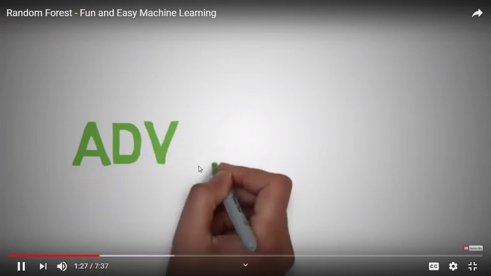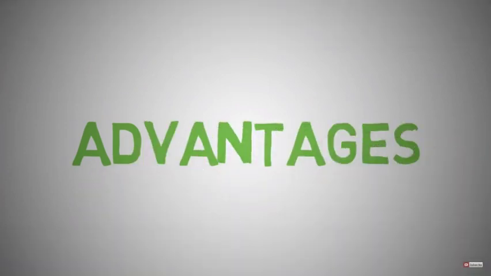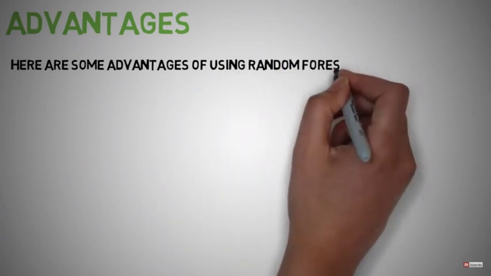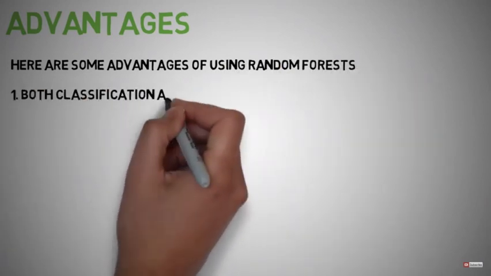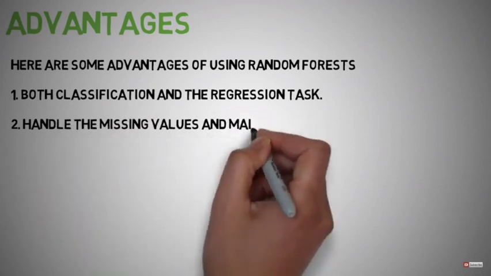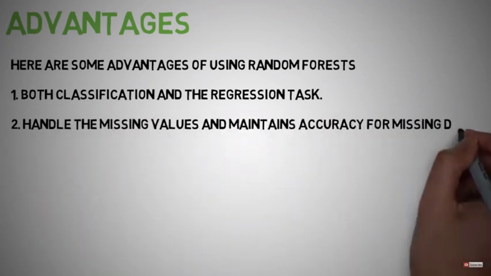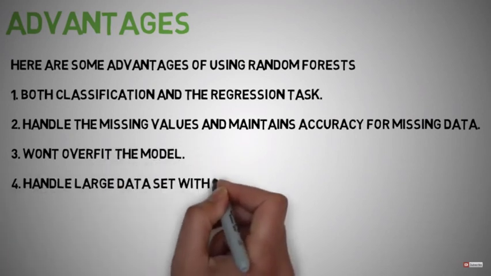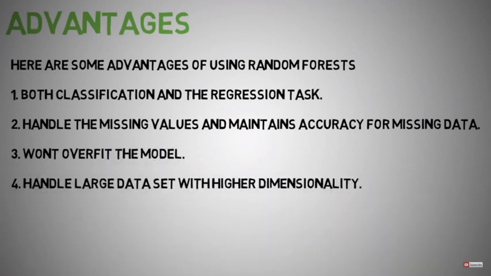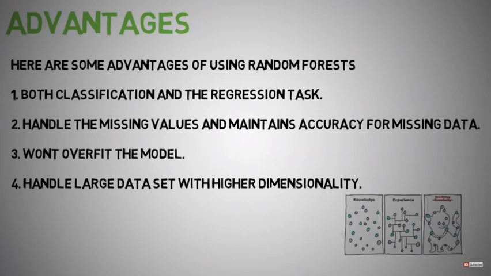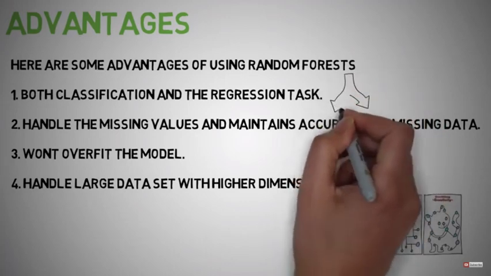So let's look at the advantages of the random forest. The same random forest algorithm or random forest classifier can be used for both classification and regression tasks. Random forest classifier will handle the missing values and maintain accuracy when a large proportion of the data are missing. When we have more trees in the forest, random forest classifiers won't overfit the model. It has the power to handle large datasets with higher dimensionality.